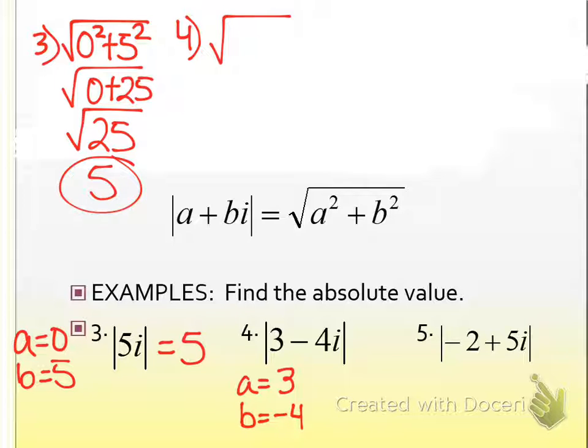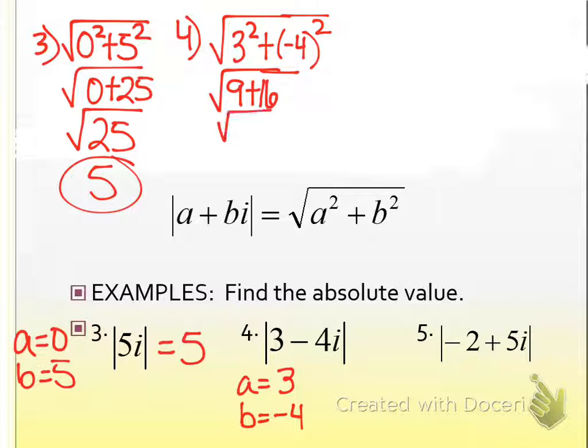So we plug those in, a and b, into our formula. The square root of 3 squared plus -4 squared. What is 3 squared? 9. What is -4 squared? 16. When I add those together, I get 25. And the square root of 25 is still 5. So these have the same absolute value, even though they are very different complex numbers.